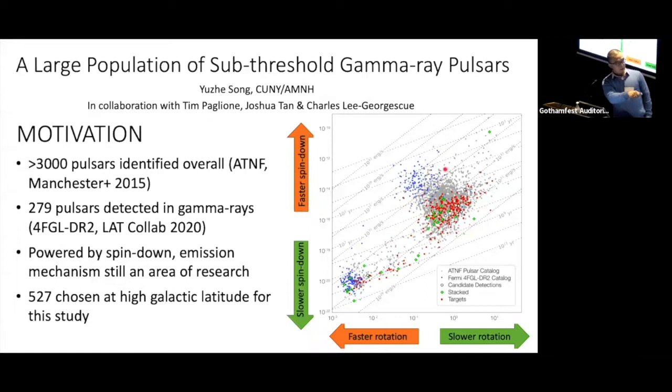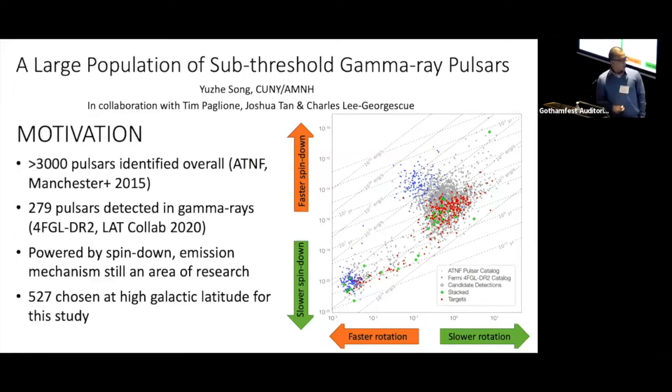We can also see that the gray dots are the pulsars that are identified across all wavelengths, and the blue ones are the gamma ray detected pulsars using Fermi data. We can see that there's only a very small portion of pulsars so far detected in gamma rays. So coming back to the numbers, there are over 3,000 pulsars identified across the sky, and only less than 300 detected in gamma rays.